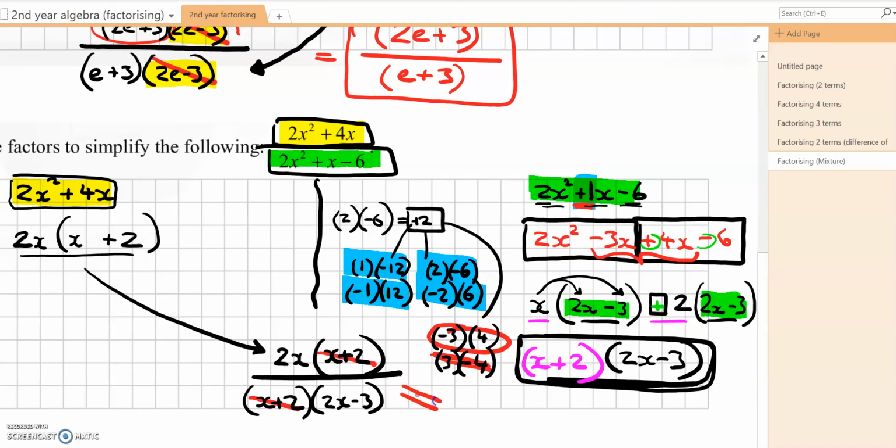So the answer, what's left? You're left with this 2x on top. Over, you're left with 2x minus 3 on the bottom. If you got that, very well done.